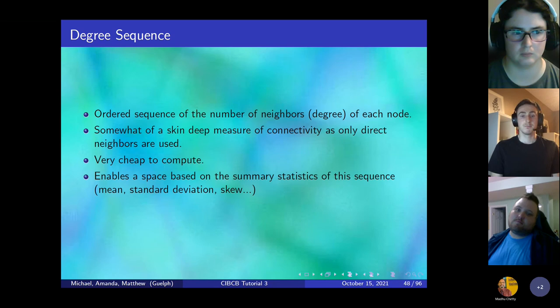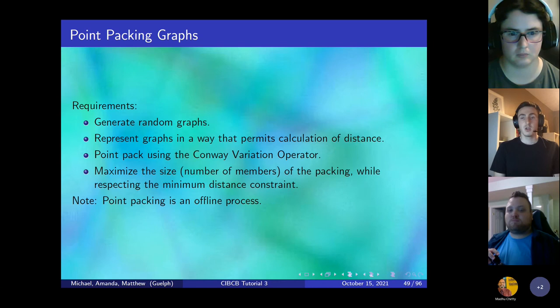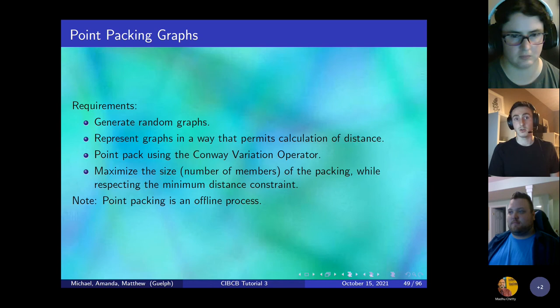Okay, so in order to point pack graphs, we have a couple requirements. First, we need to be able to generate random graphs. Thankfully, Michael has that covered. Secondly, we have to represent graphs in a way that permits calculation of distance. We just covered a bunch of ways to do that. Next, we are going to point pack the graphs using the Conway variation operator, which is very similar to the Conway Lexicode algorithm that Michael just described. And the last thing that we're going to do is maximize the size, number of members of the packing, while respecting the minimum distance constraint.